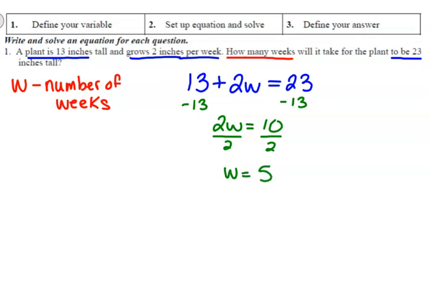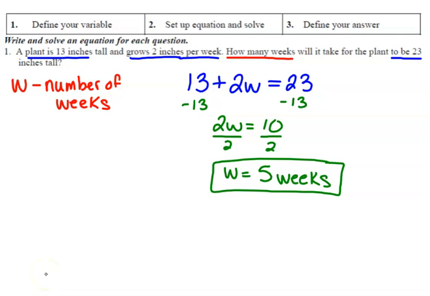But this is where we need to define our answer, meaning we want to make sure that our answer has appropriate units. So 5W, well, remember, 5 what? Well, remember W is our number of weeks, so this is 5 weeks, and so that is my answer. It's always important to make sure we have units with those answers. Okay? If you need more time here with the first one, hit pause. Now we're going to slide to question number 2.